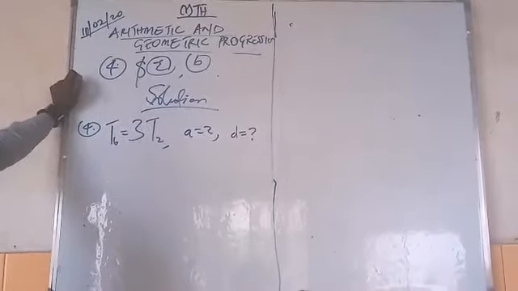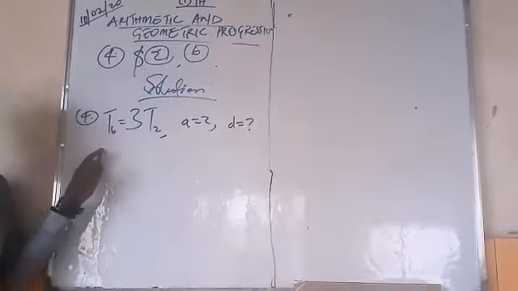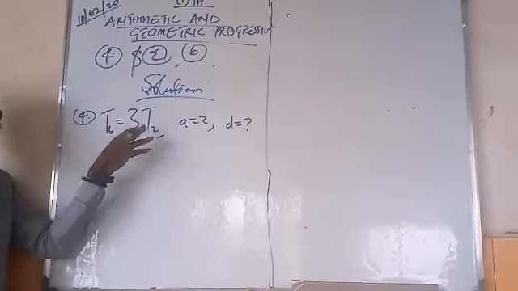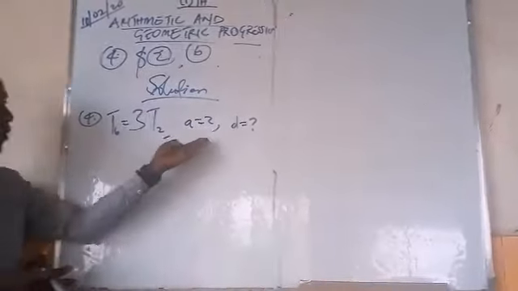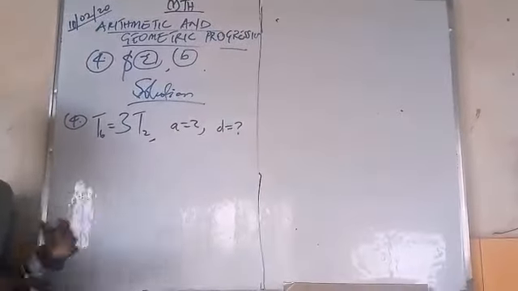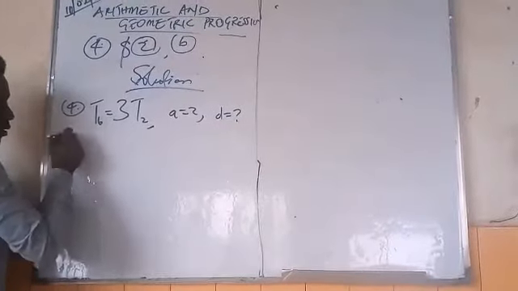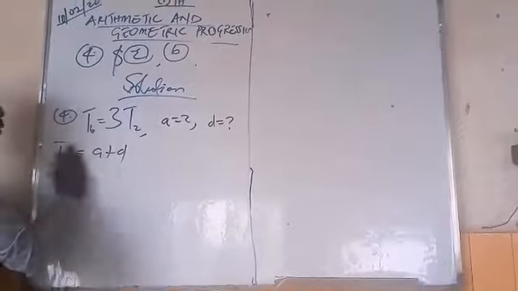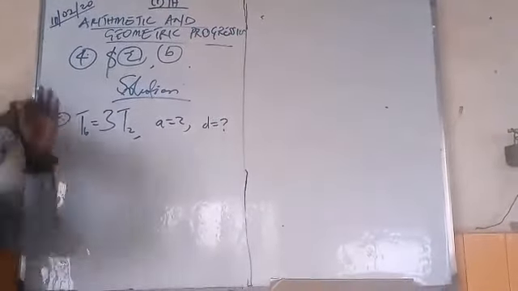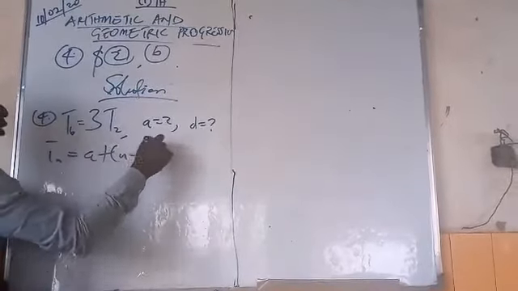They said that the sixth term is equal to 3 times the second term. They said A is 2, so find D. This is straightforward. What is the second term? We said the second term is A plus D. Don't get it twisted. The general formula for AP is Tn equals A plus n minus 1 D, right?